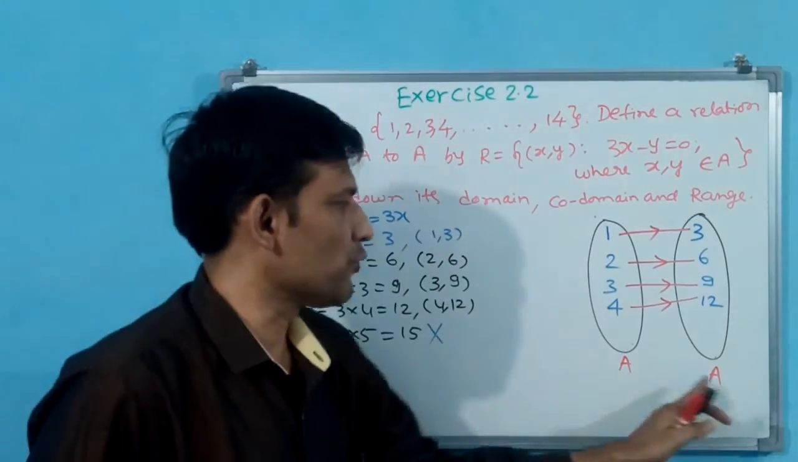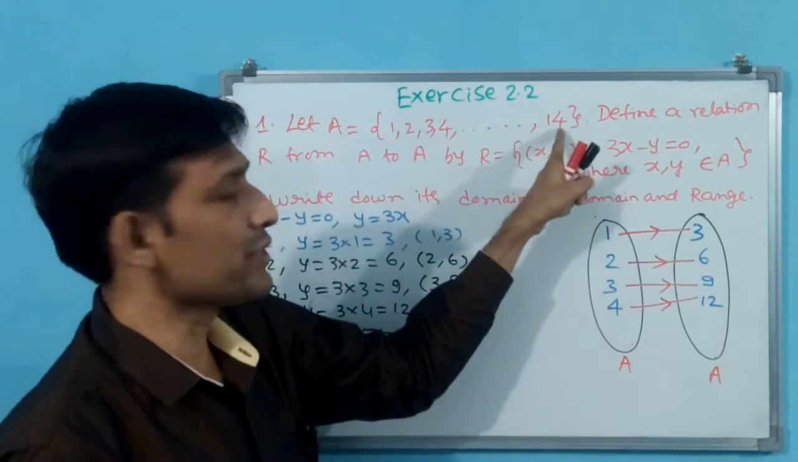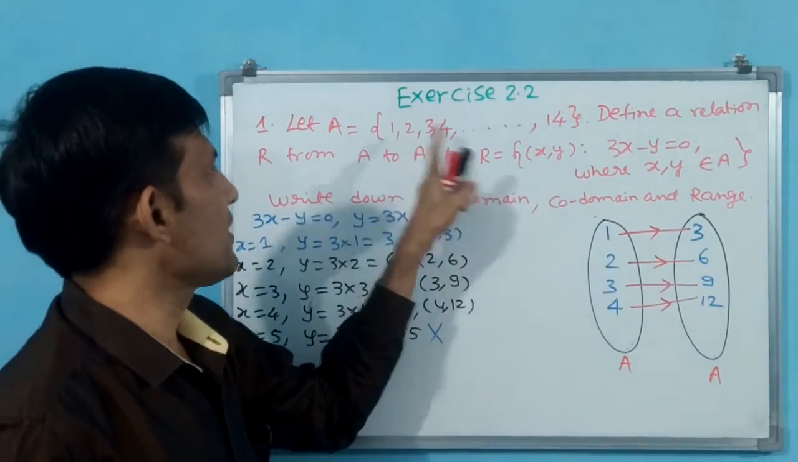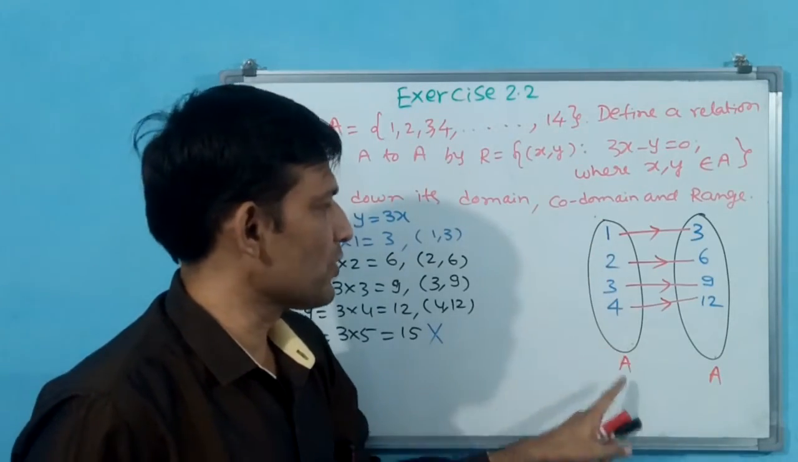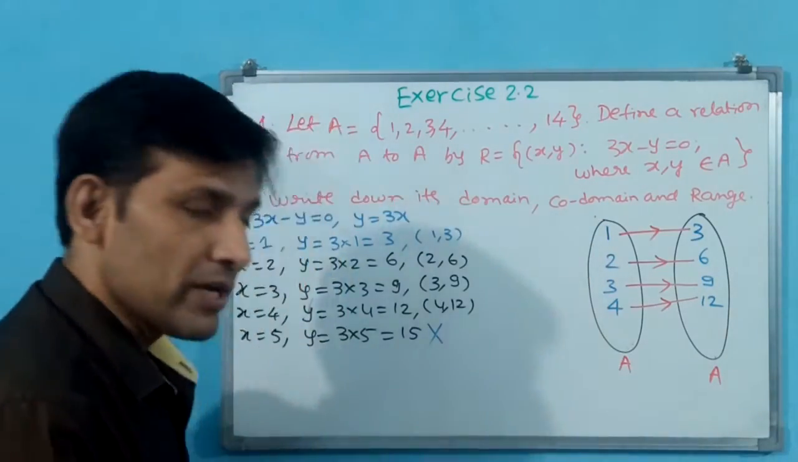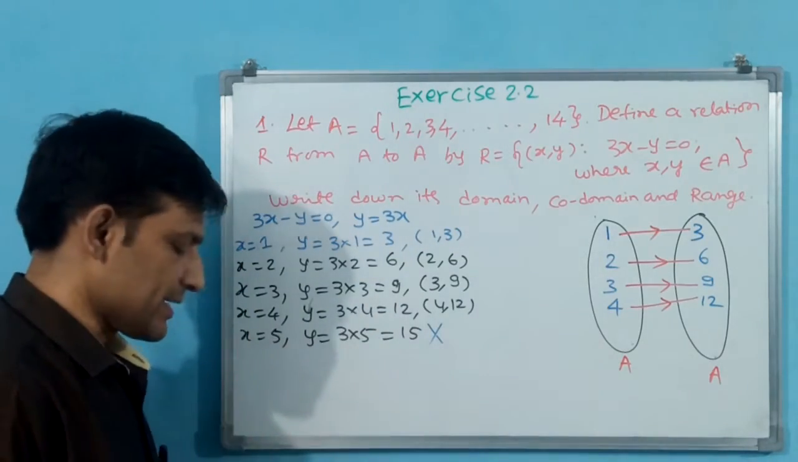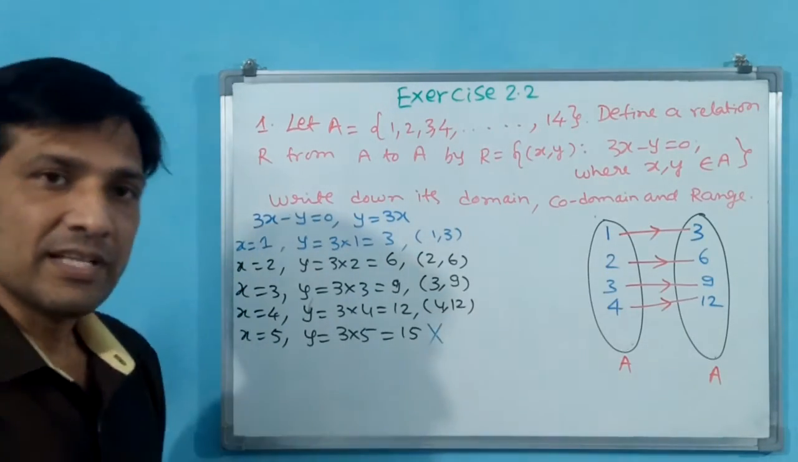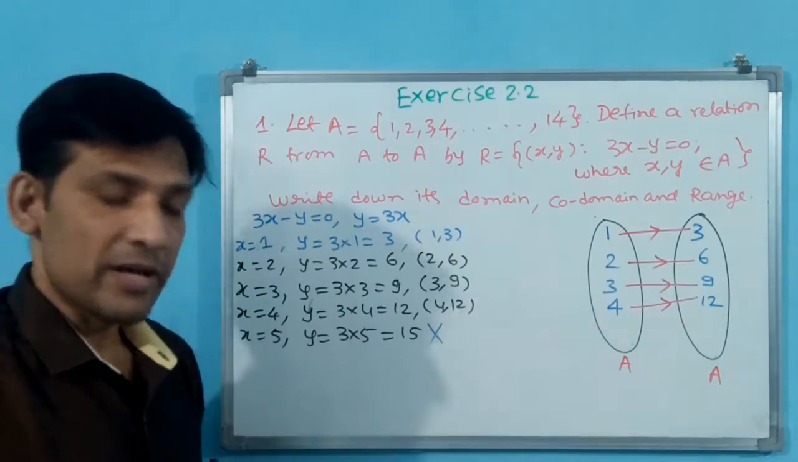Relation is from A to A. A is having up to 14 only, starting from 1 up to 14. If 14 is there, okay. More than 14, then you should not take. Okay. This is the relation as an arrow diagram.